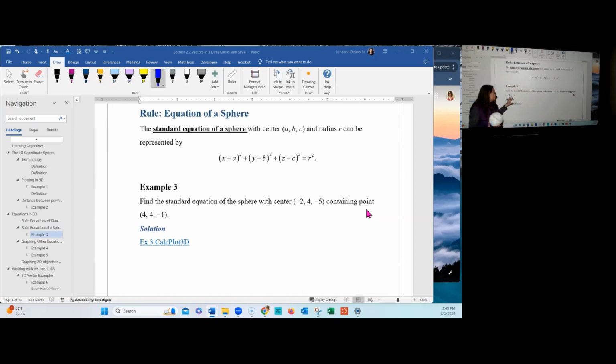Well, they said it contains this point (4, 4, -1). So (4, 4, -1) is on the outer surface. It's on the surface of the sphere. And this constant over here is the square of the radius, which is the distance from the center to any point on the sphere. So now apply the distance formula between the center and the point on the surface of the sphere, and that will tell you what the radius is. So go ahead and pause the video, work it out, write your equation for the sphere, then turn the video back on and we'll compare our answers.